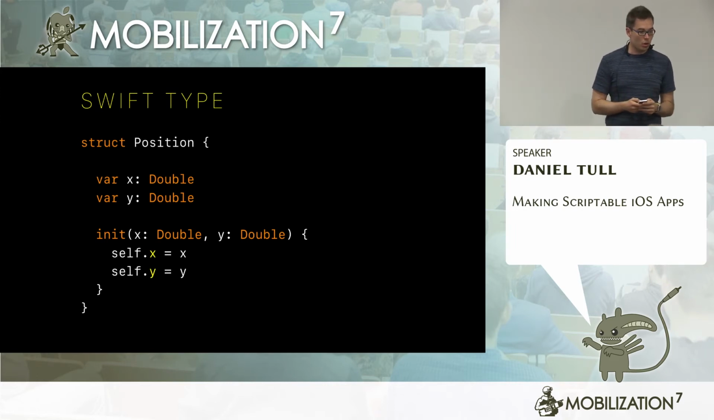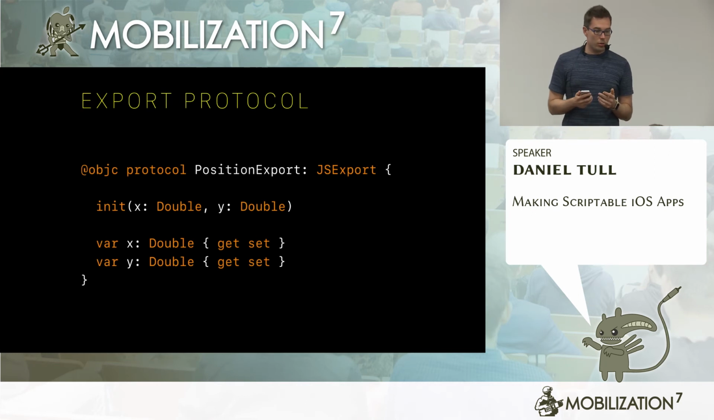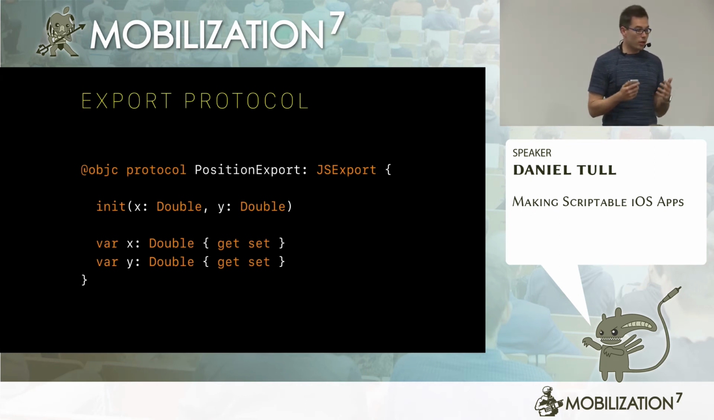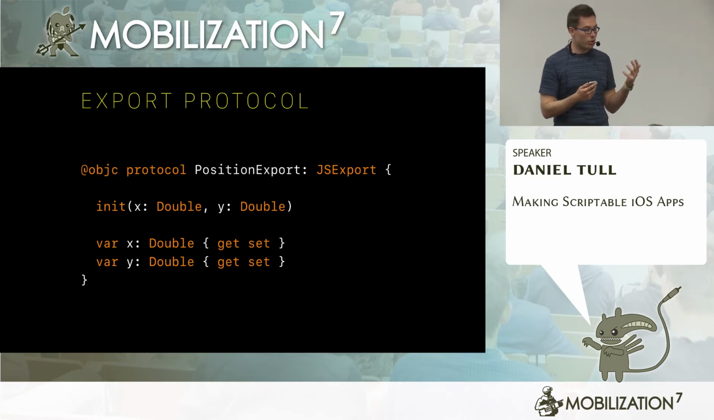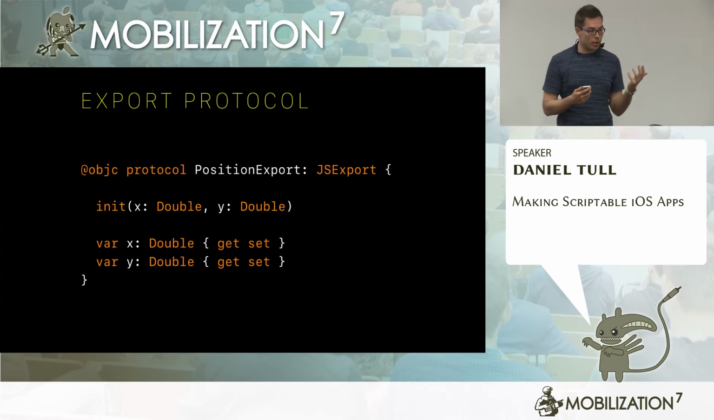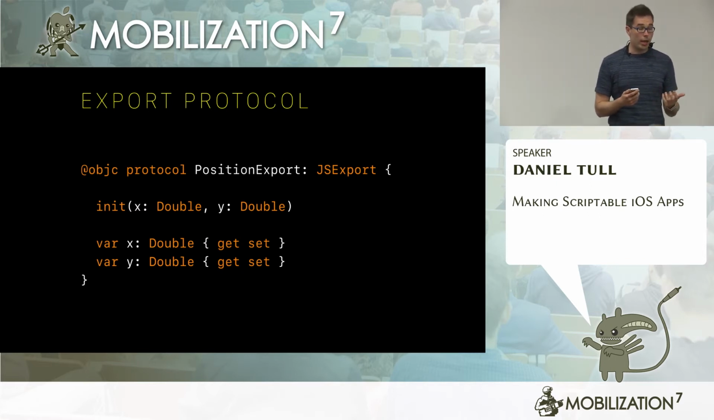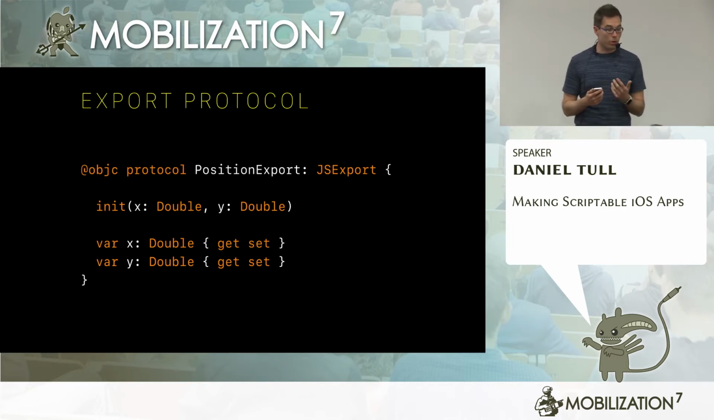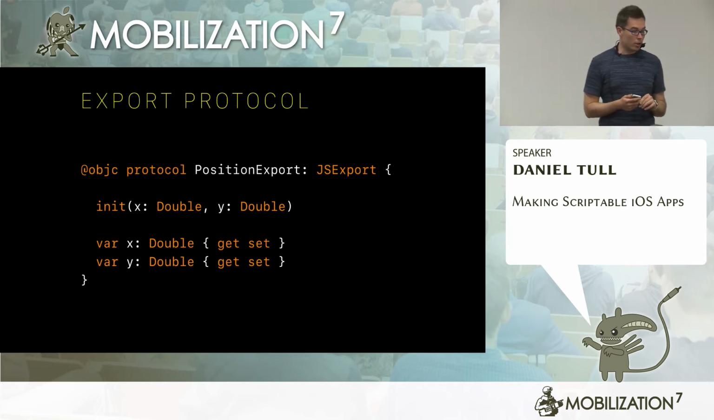So firstly, we need to add an export protocol. So this is going to tell the JavaScript engine that there is this thing that has an initializer with an X and a Y and takes doubles, and this thing has two properties, an X and Y, which are both doubles. They're gettable and they're settable.